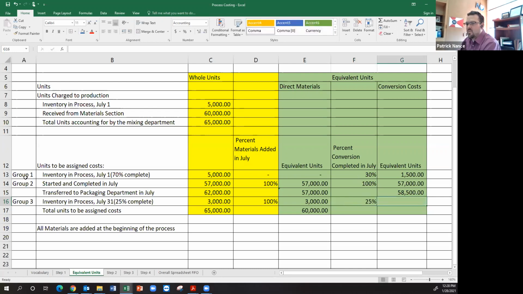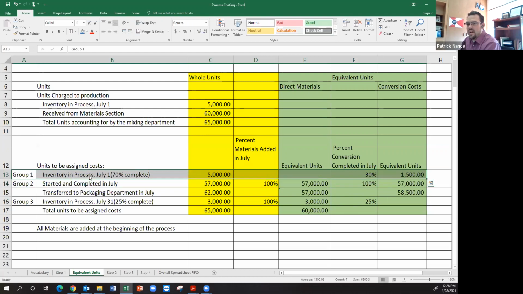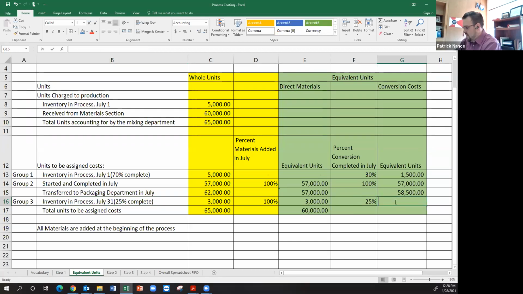So see up here, because group 1 was finished during this time frame, I took the remainder. They had 70% to begin with, and then we finished them up with 30% to make them 100% complete. Down here, though, because they did not get finished, they did not get to 100%, I'm saying what did I put into them in July, which was only 25%. So I'm taking the 3,000 times 25% to get my equivalent units for that. So my equivalent units for direct materials total is 60,000. My equivalent units for conversion costs in this case is 59,250.